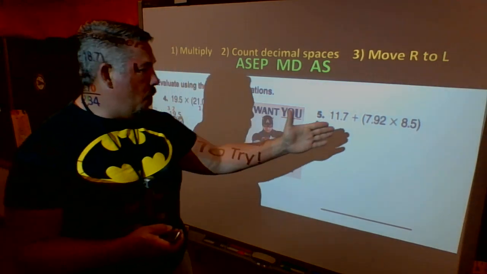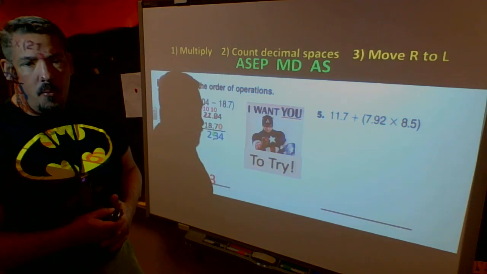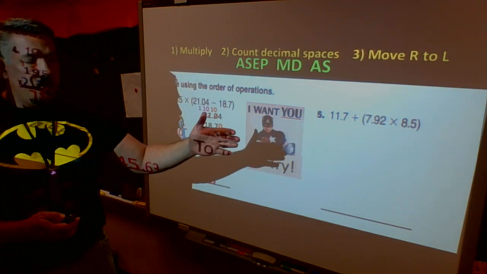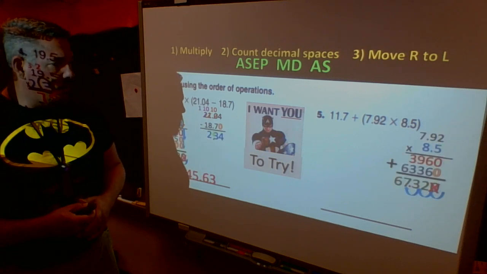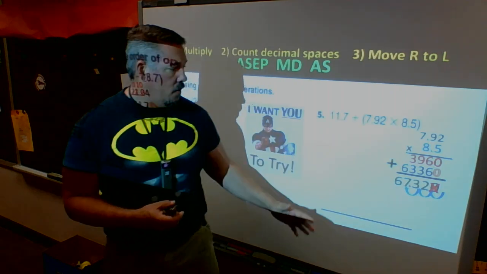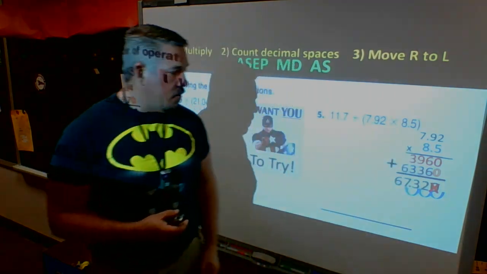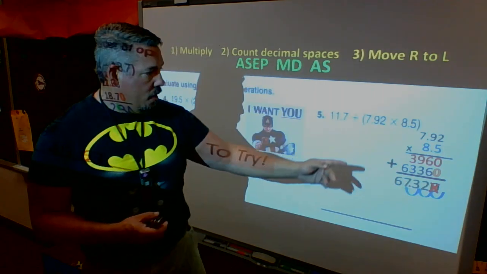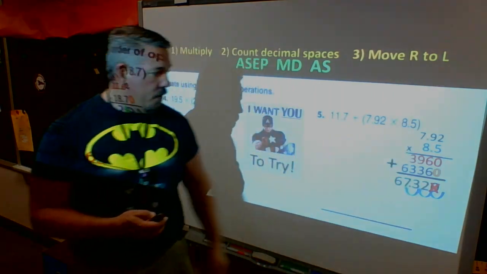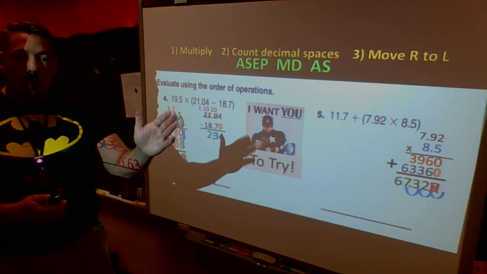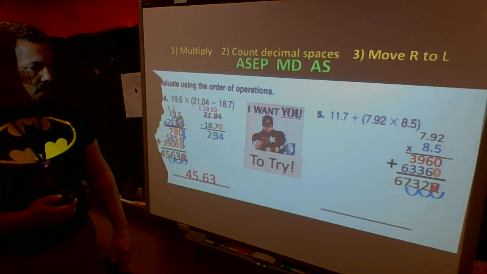So we're going to multiply first because in my order of operations, I have to do parentheses first. I would multiply 7 and 92 hundredths times 8 and 5 tenths. When I do that, then your work should look like this. Remember that on the second number, you brought down your 0. So you ended up with 67320. 3 decimal spaces told you to move it 3 times, which would give you 67.320, but you would mark off that 0 at the end.